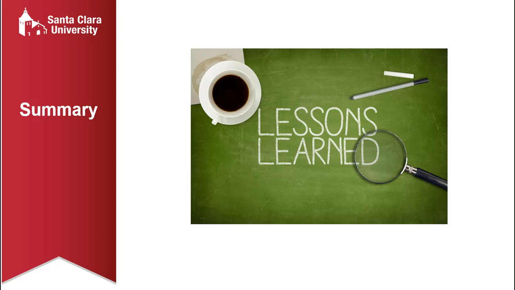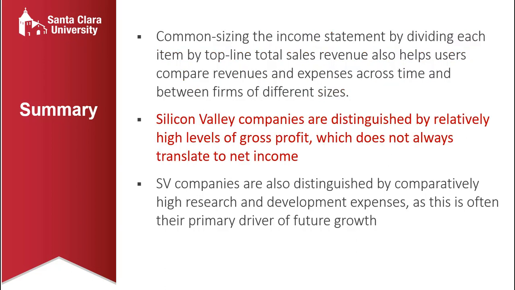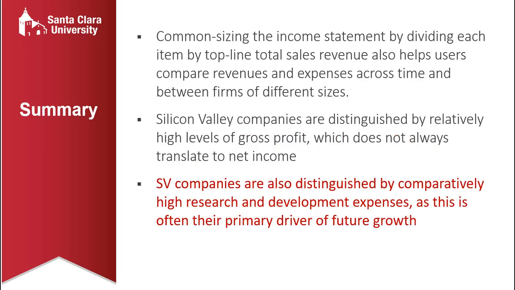Let's summarize what we've covered. Common sizing the income statement by dividing each item by top-line sales revenue helps users compare revenues and expenses across time and between firms of different sizes. Silicon Valley companies are distinguished by relatively high levels of gross profit, which doesn't always translate to net income. And last, Silicon Valley companies are also distinguished by comparatively high R&D expense, as this is often their primary driver of future growth.